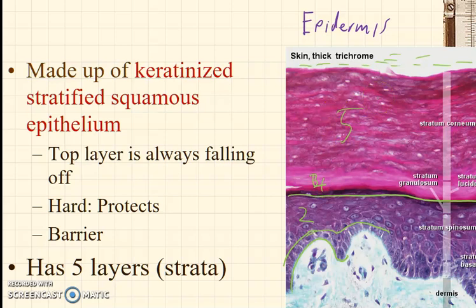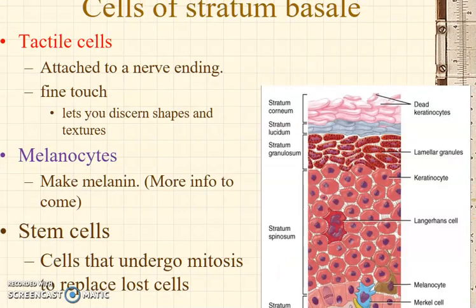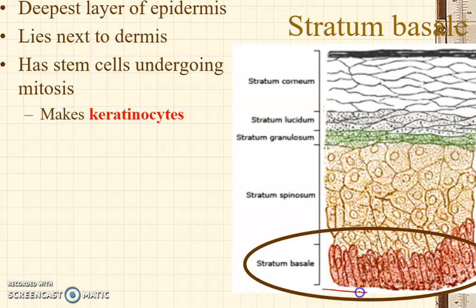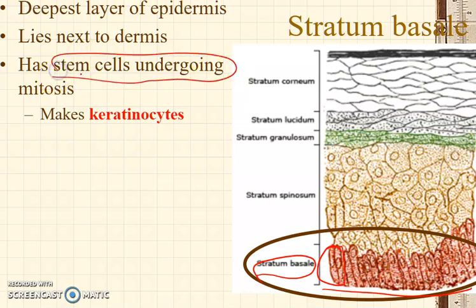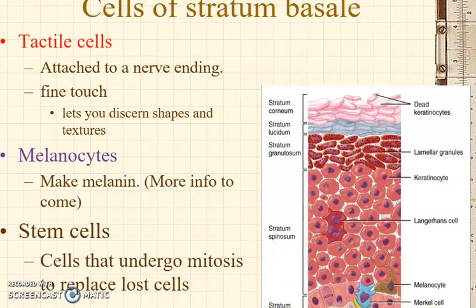It's hard, it protects. Now the stratum basale is the deepest layer. So the dermis would be right here. This makes it look columnar. They're more cuboidal on the slides I've seen. And that is the stratum basale. I like to think of Hermione Granger in Harry Potter casting a spell, saying basale, basale. It means base. Now, it has lots of stem cells undergoing mitosis, and they are making keratinocytes. So all these cells up here are the keratinocytes that the stratum basale made.